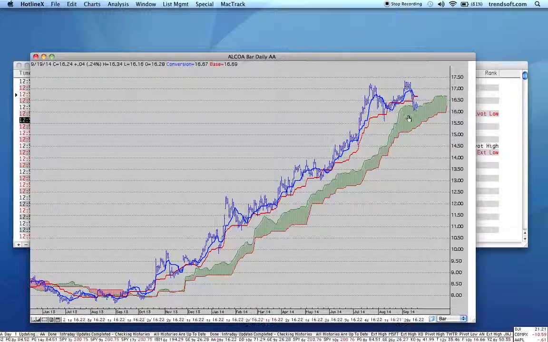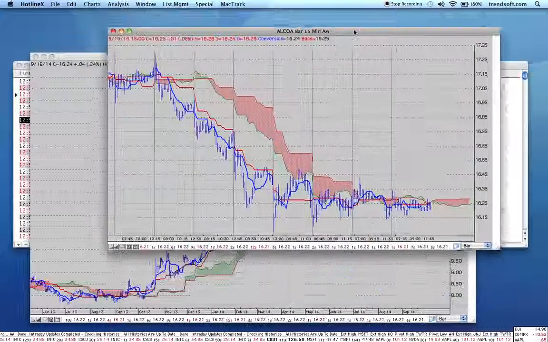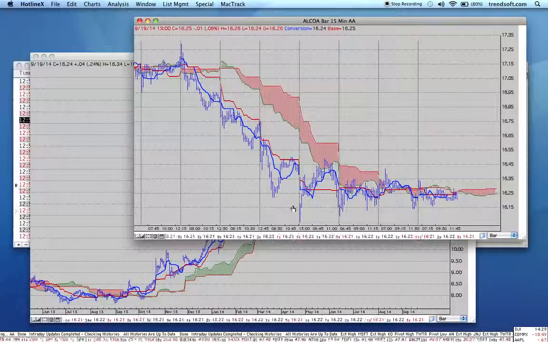For those of you who are familiar with Western concepts, we already have a pretty solid double top here. And it's looking at this moment like Alcoa is going to turn around. And that is the Ichimoku cloud.